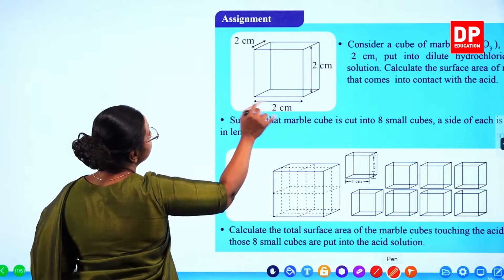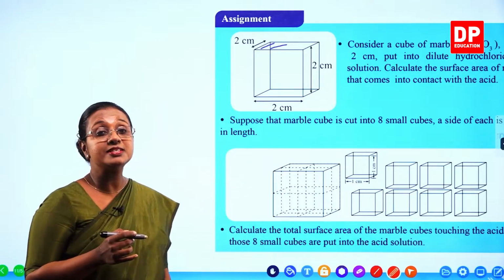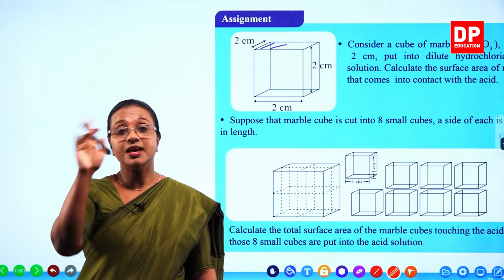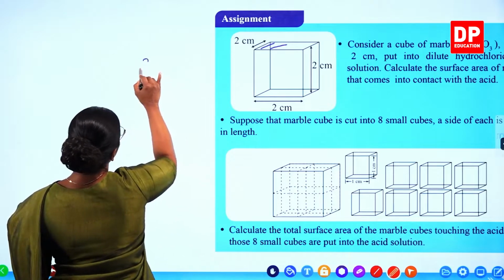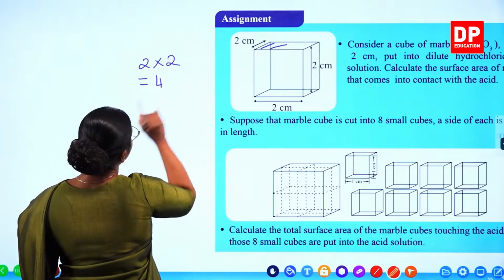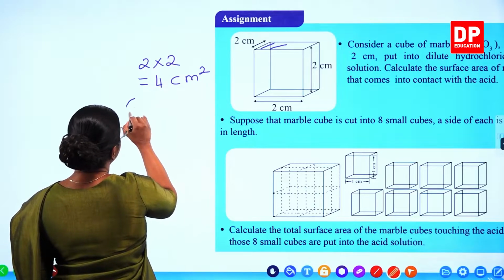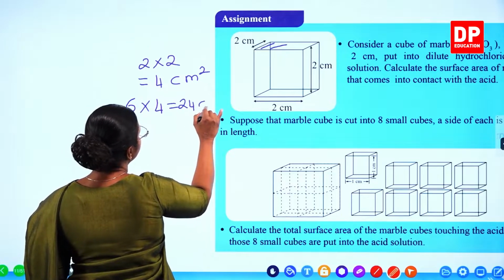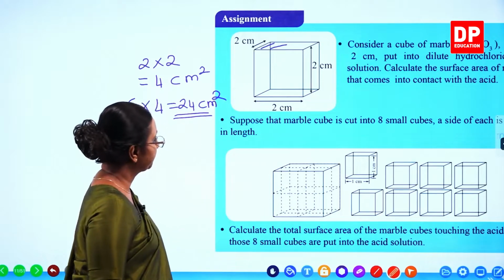Now, what is the surface area? This is one surface. How many faces are there for a cube? You all know there are 6 faces, and each face has a surface area. If we calculate, 2 into 2 is the surface area of one face, so 4 centimeter square. Like that, there are 6 faces. So, 6 into 4 is going to be 24 centimeter square.